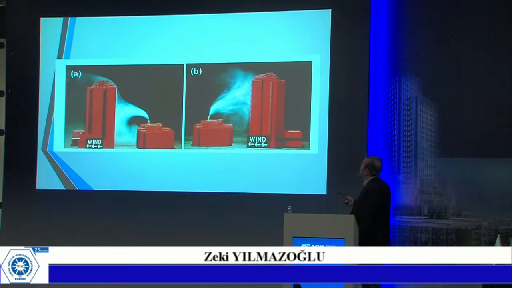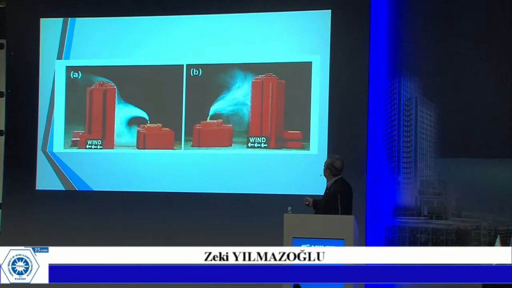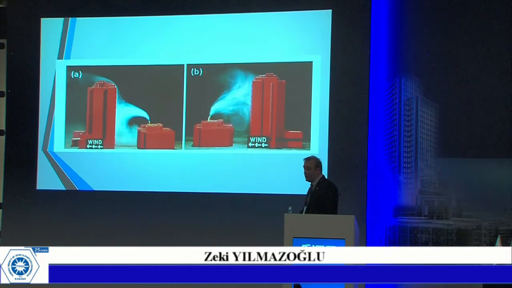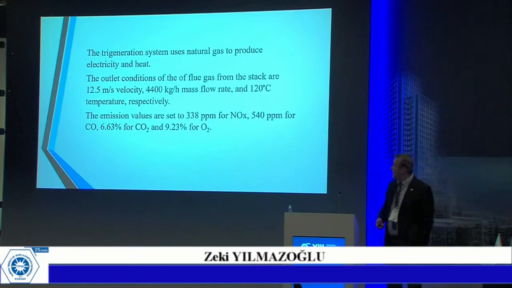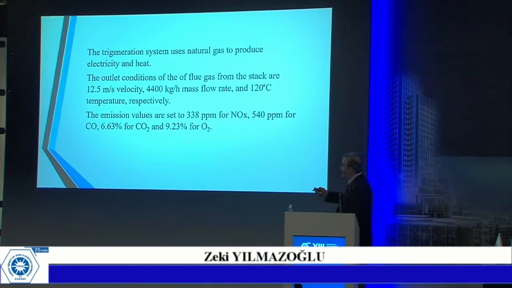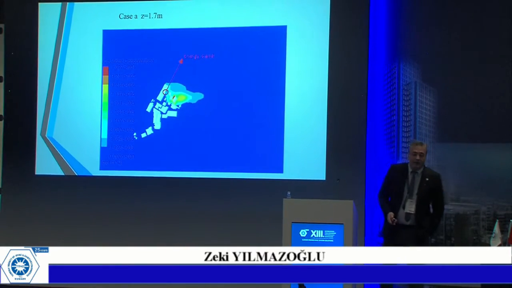And this is another study from Blocken. And as you can see, please look at the wind direction and where the emissions go. Tall building and emission source. Okay, if you look at this, this is the roughness factor, you can find it. And these are the boundary conditions for three-generation systems and emissions. And here are the results.